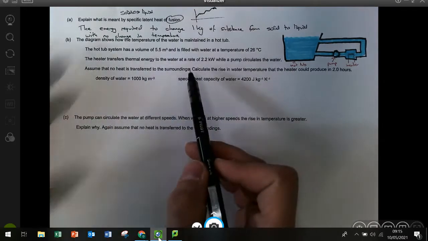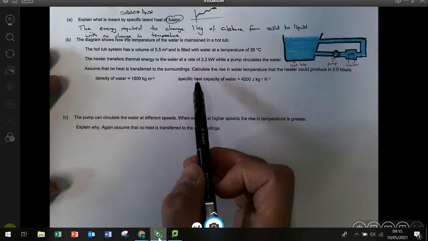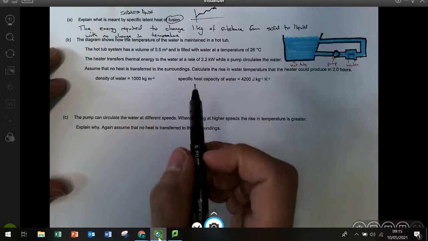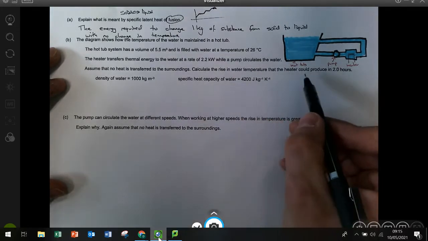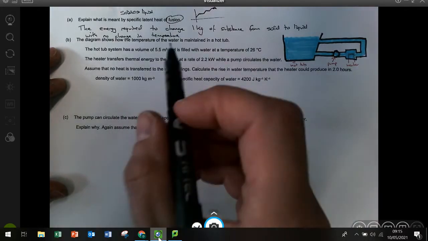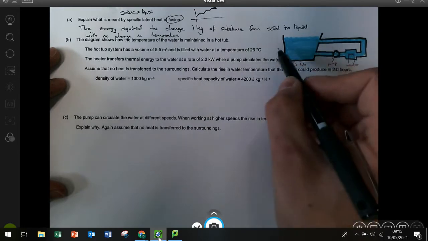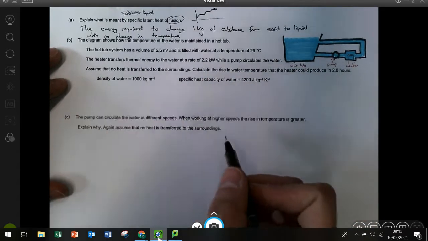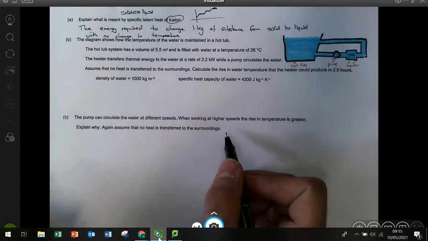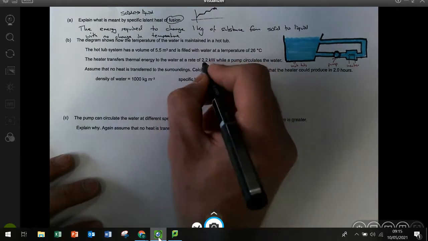Part B is a fairly standard calculation for year 13. So they're asking you to work out the rise in water temperature with a pump. Now, it's a 2-stage calculation, which is pretty common. Actually, maybe it's 3 stages because we've got power here.